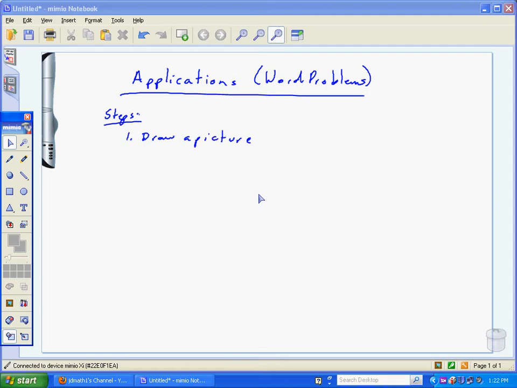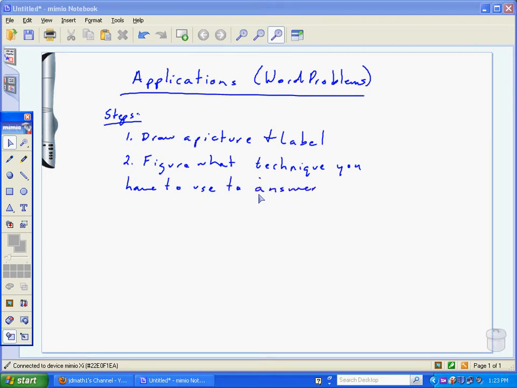Draw a picture, label, put all your lengths on, your angles, all that kind of stuff. Okay? And just watch what the question is. If it asked for a side length and you knew two sides, you could use Pythagoras. If it gave you an angle and a side, maybe you have to use a trig ratio. So step two is figure out what technique you have to use to answer the question.